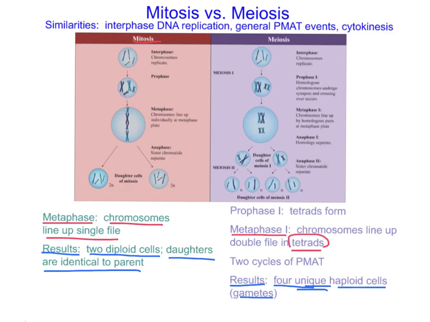Some other differences here. In meiosis, in prophase 1, there are tetrads. Obviously, mitosis doesn't have tetrads. And a very key important thing in meiosis, there are 2 cycles of PMAT instead of 1 cycle.